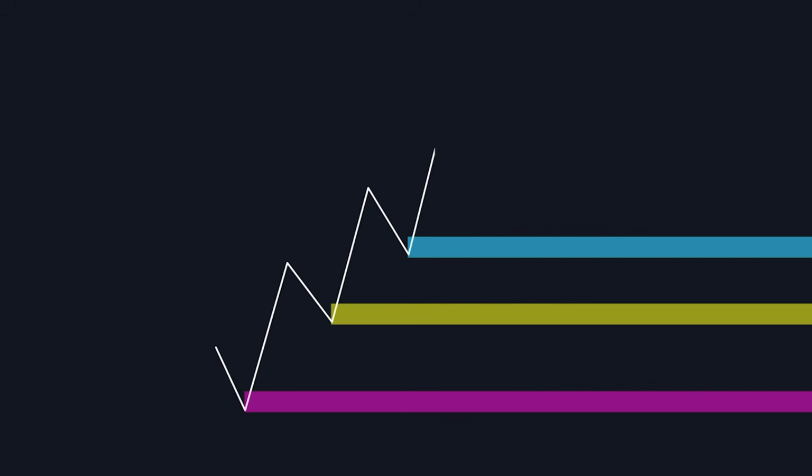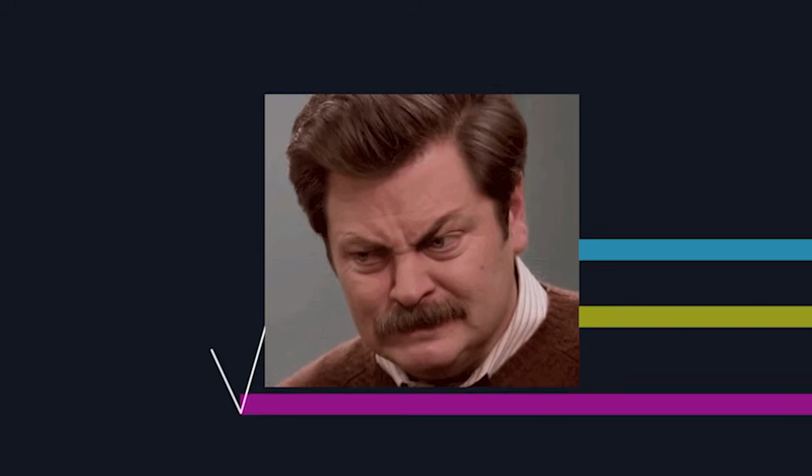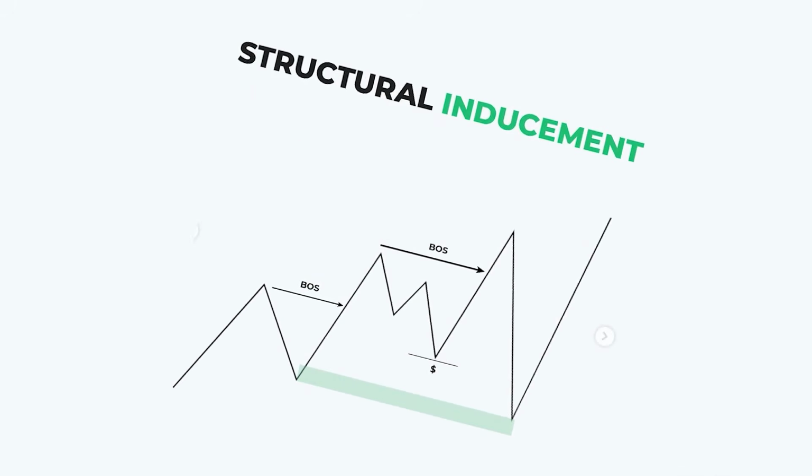You might see a higher order block that looks appealing, but it could turn out to be too weak and price breaks right through it. Or you might focus on the lowest order block thinking it must be the strongest because it's the furthest from current price. But then price doesn't come all the way down to test it, causing you to miss profitable trades. This is where the inducement strategy comes into play.